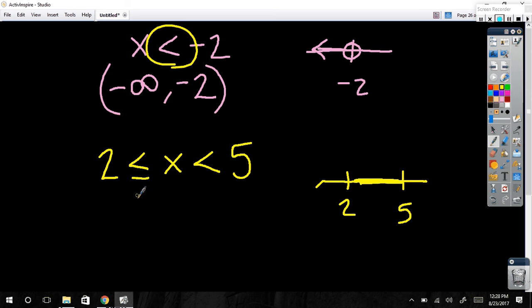The one on the 2 gets what? A solid or closed dot, and the one on the 5 has to be open. Absolutely. So remember what corresponds to what with brackets and parentheses. Tell me what I start with. Bracket. Okay. 2, comma 5, then a parenthesis. Good job. Does that make sense to everybody?